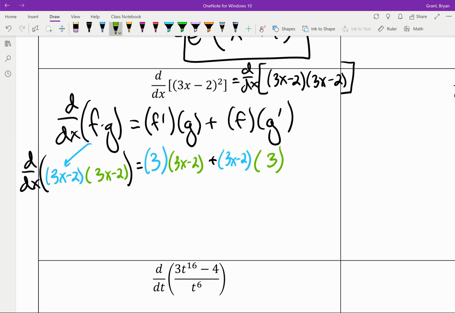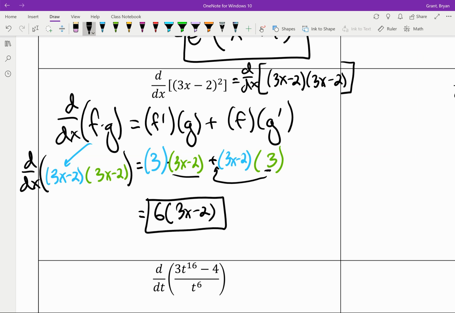Of course, you could simplify further if you wanted, and I'm going to. We should realize that we have 3 of these 3x minus 2's, and if you'd written this 3 out front over here, you'd have 3 more of them. So in total, I think we have 6 of these 3x minus 2's, and that's probably as simple as you're going to get.